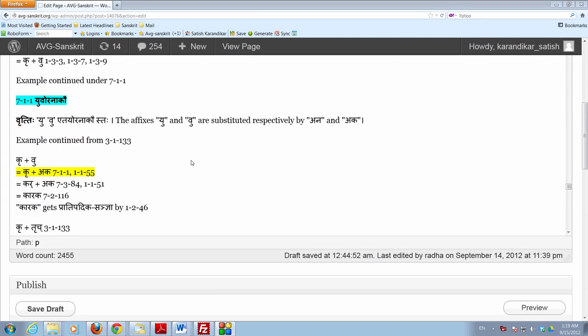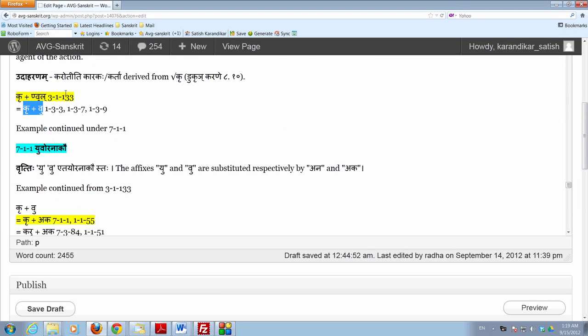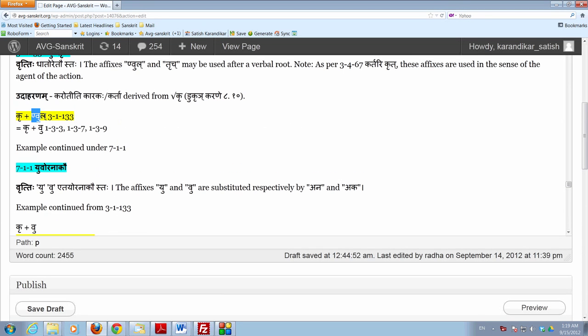So let us continue from where we left off. We were at the stage of kru plus vu when we added the affix nul by nul trichau anubandha lopaha, chutu halantam tasya lopaha, kru plus vu. Now comes a very important sutram: yuvoranakau.